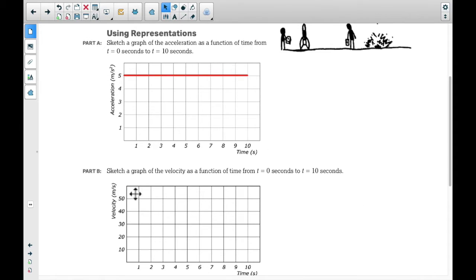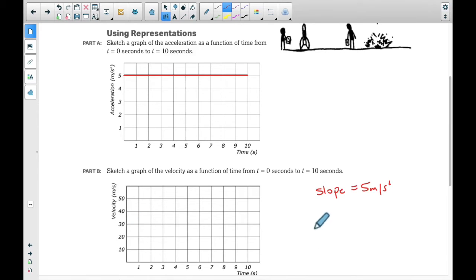Okay, this next part says sketch a graph of the velocity as a function of time from t equals 0 to t equals 10 seconds. Well, this was an acceleration time graph. This is a velocity time graph. We have to think about how those are related. This one was 5 meters per second squared. If we have a velocity time graph, the slope of this velocity time graph should be 5 meters per second squared.